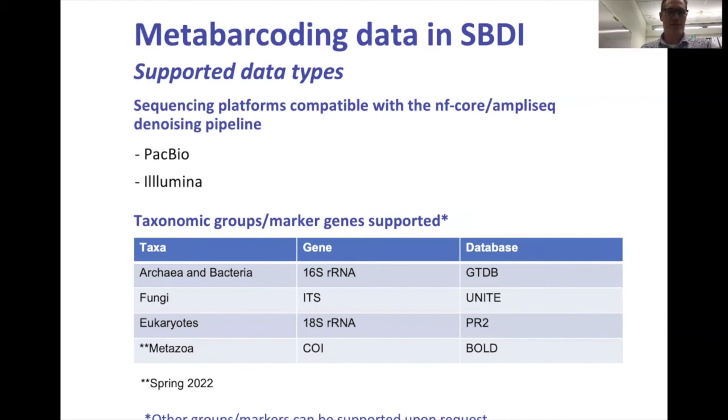spurious sequences. For fungi, we are using the ITS region and the UNITE database, and for eukaryotes broadly, we are using 18S rRNA and the PR2 database, and for metazoa, we are soon implementing the CO1 gene and using BOLD as a database. But other groups and gene markers can be supported upon request.